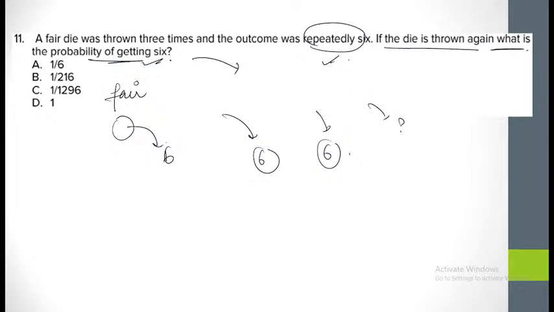There is no change done in that particular dice. So you need to find out that if for the fourth time the dice is thrown, what is the probability of getting a 6 again? So take your time, mark the answer for this particular question. Last question for the day.